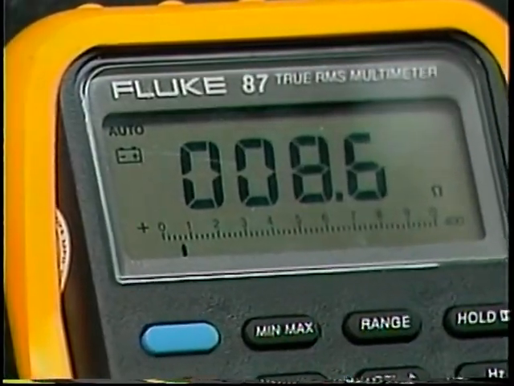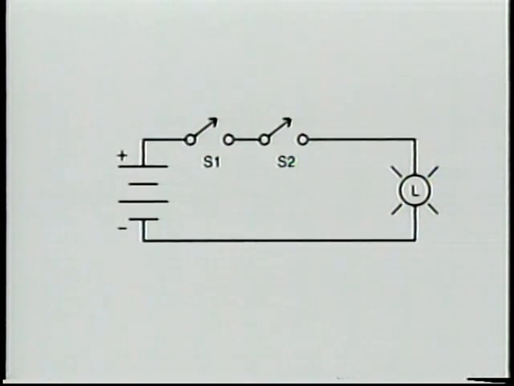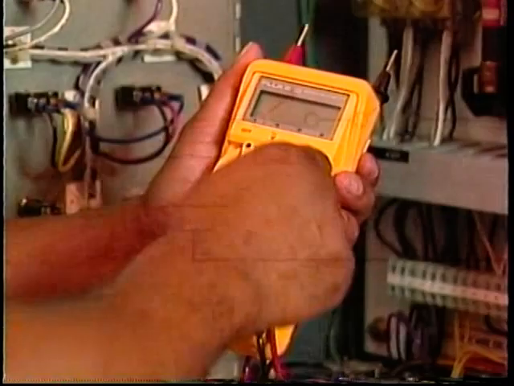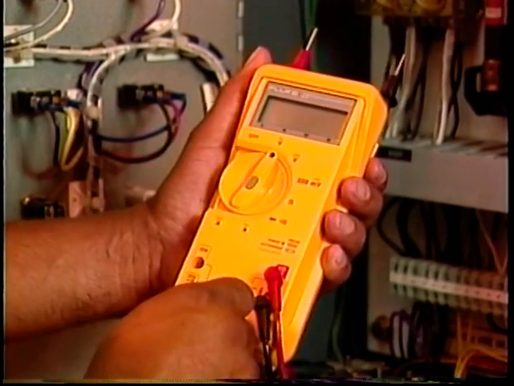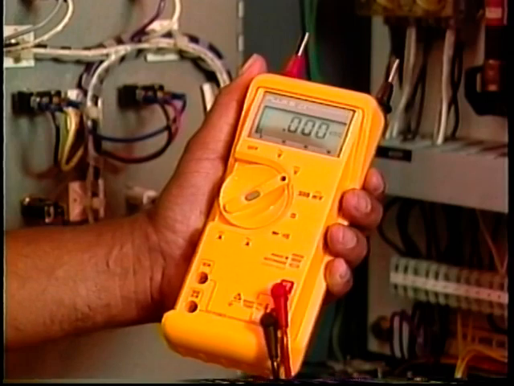For example, the international symbol for a battery on a meter is not the same as the symbol for a battery in a schematic diagram. International symbols require less space on the meter and provide quick recognition regardless of language.